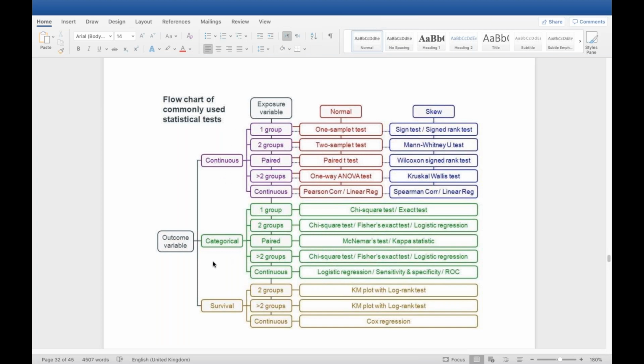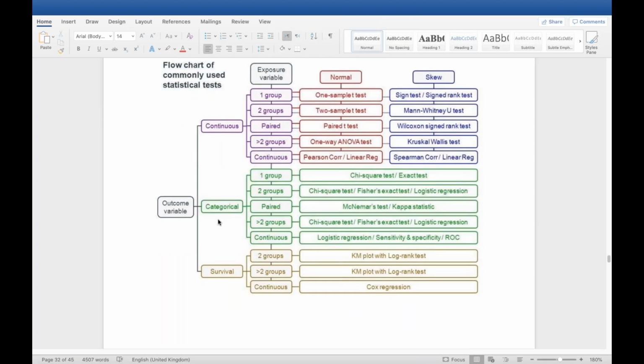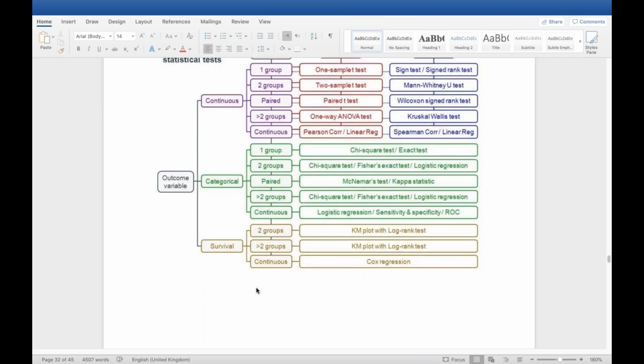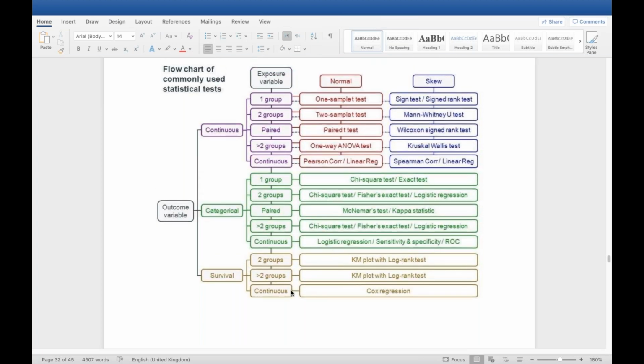If the outcome of your study is categorical, for example, severity of pain, grade of tumor, grade of something, it will be categorical. If the outcome of your study is survival, it will be survival, and that's easy. So let's finish this now.